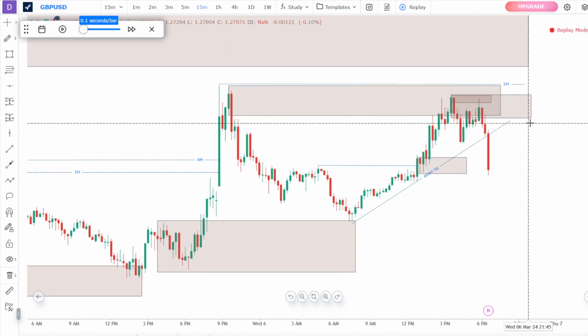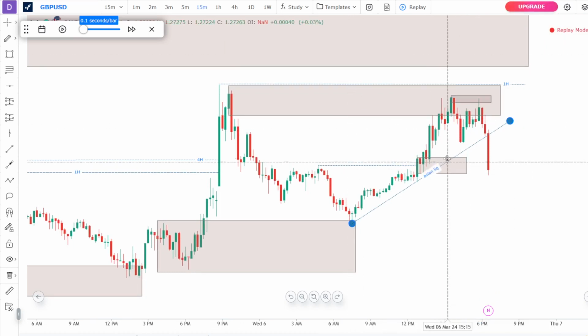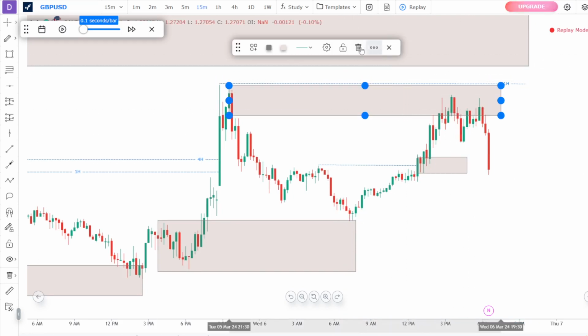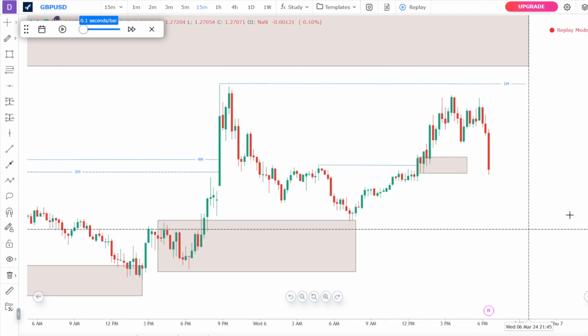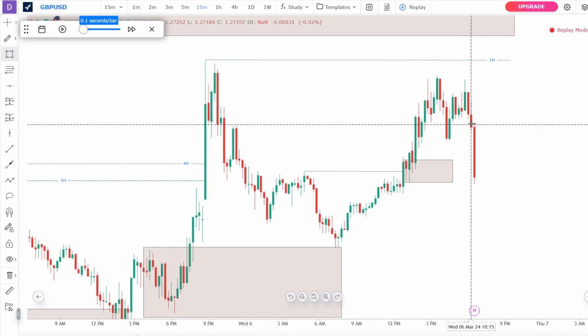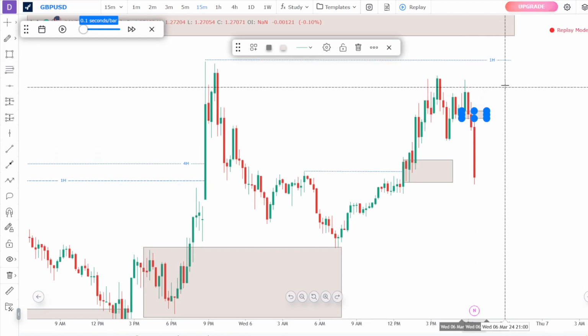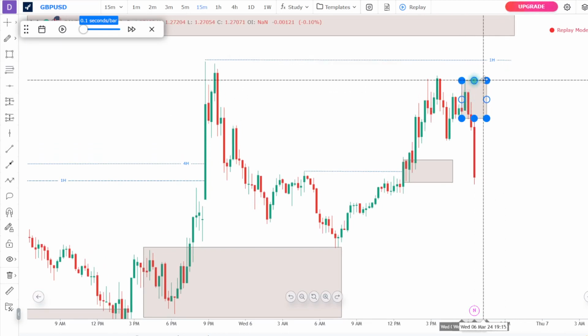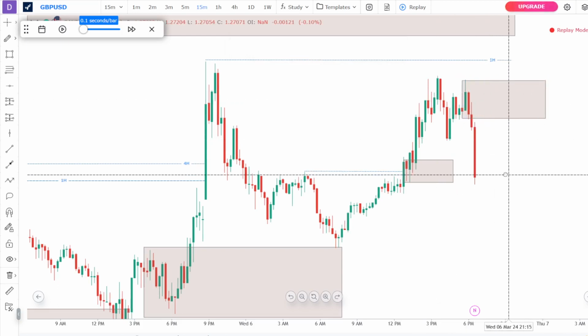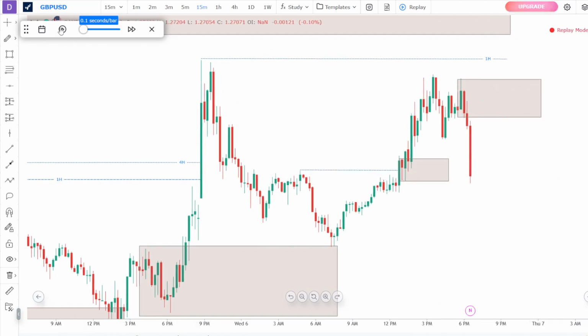Now we look for the short. The trend line is taken out, so this trend line is no longer valid, and this one is also taken out, so this one is also no longer valid. So now we are looking for shorts. We can basically look for short from here as well, because the price may potentially go down. The price has broken this structure low, so we'll wait for a short there.